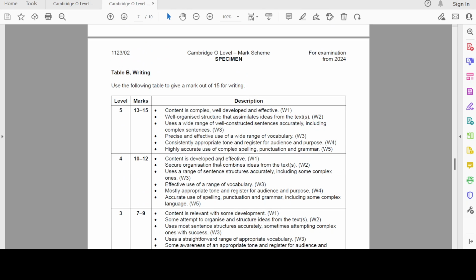Then content is developed in effective, secure organization, uses a range of sentence structures, effective use of a range of vocabularies. We're getting really good at this. We are developing better, using a better range of vocabulary, better sentence structures, complex ones, right? Grammar and everything. And then we get to level 5, which is you can read it, right? You've done really well. Congratulations. And I mean, you can't get better than that, right? So that's the marking criteria for the directed writing task.